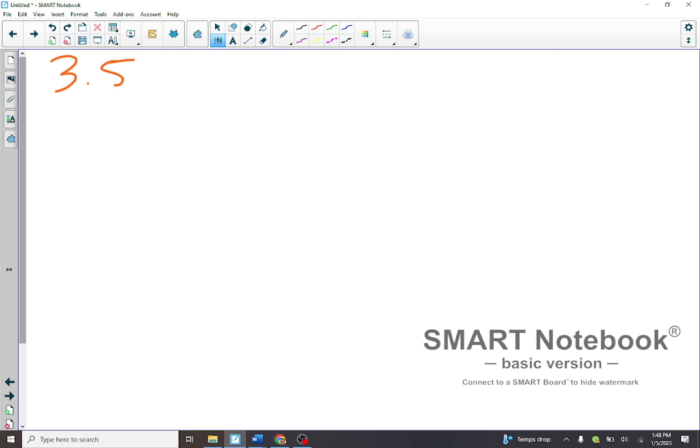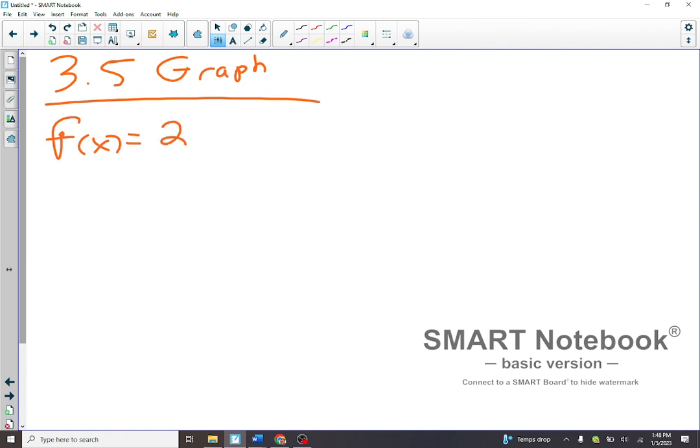In the graphing, it's going to say please graph the function, so it's graphing, and give the domain and range. So, f of x equals 2... oh no, it's also going to tell you to talk about the transformation.